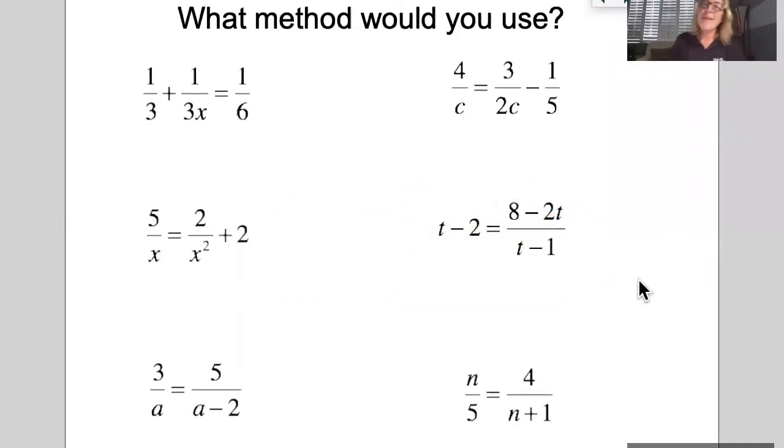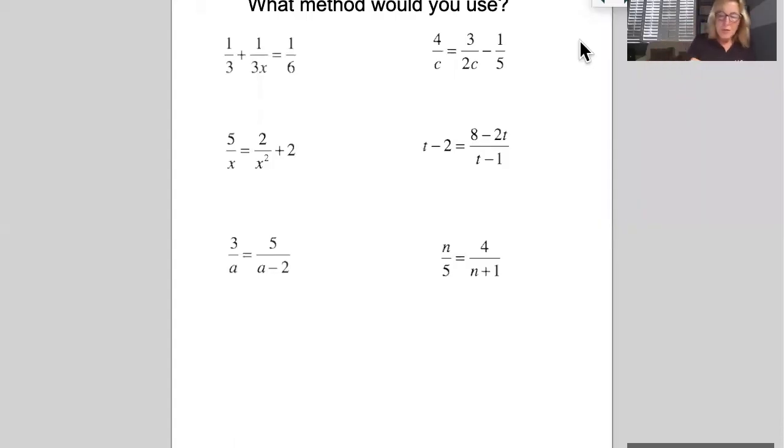So you may be thinking to yourself at this point, how do I decide which method to use? Because we've talked about 3 methods. We talked about common denominators in order to eliminate a fraction. We've talked about factoring, and we've talked about cross products. Here are 6 different equations. I would like you to pause the video and think about which method you might use for each situation.